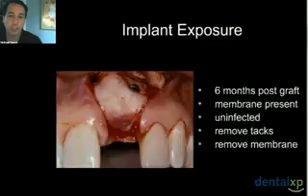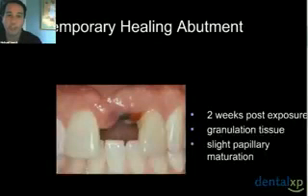6 months later, the area was exposed and the membrane was removed. You can see it's still present. The glistening white is the membrane. The 2 tacks are there. The tacks must be removed. And a temporary healing abutment is placed. The temporary healing abutment is placed on for 2 to 4 weeks. Then the patient is provisionalized.